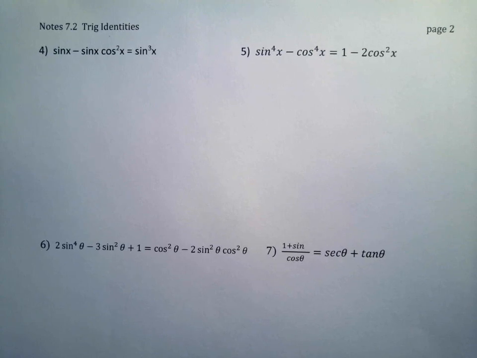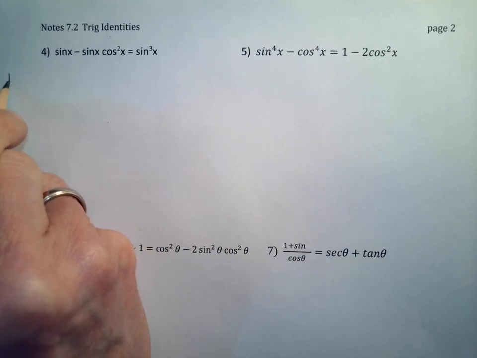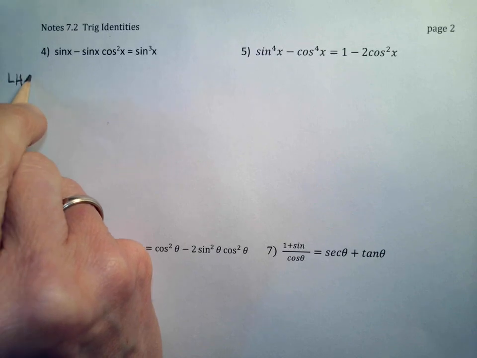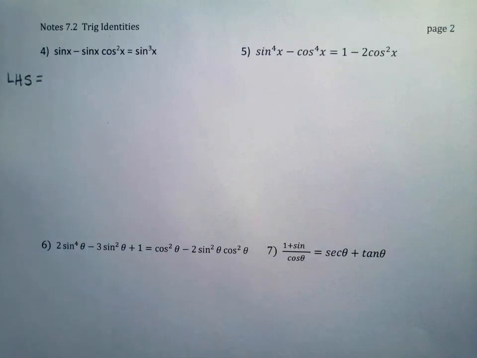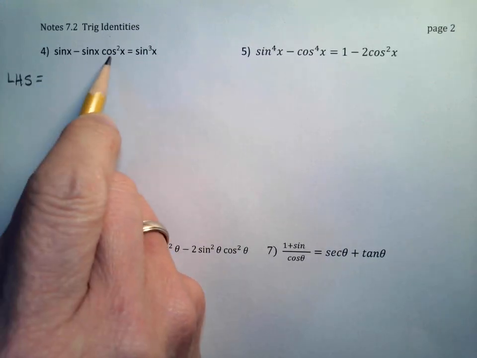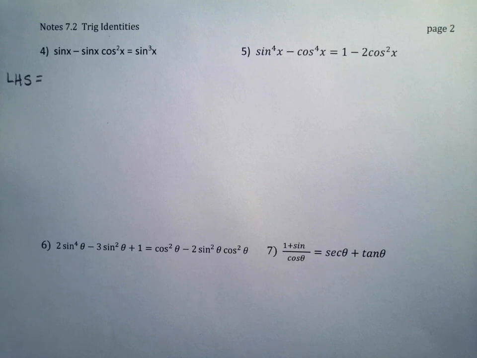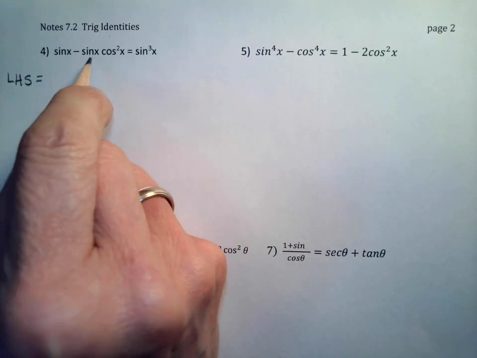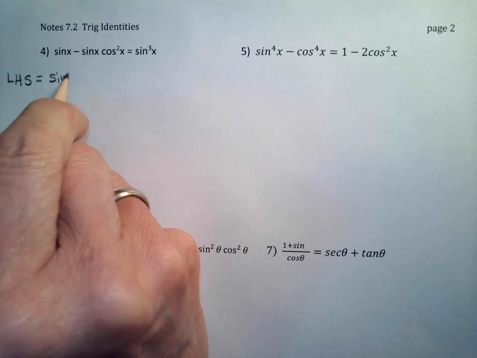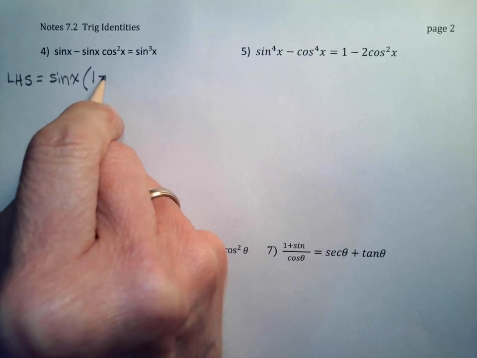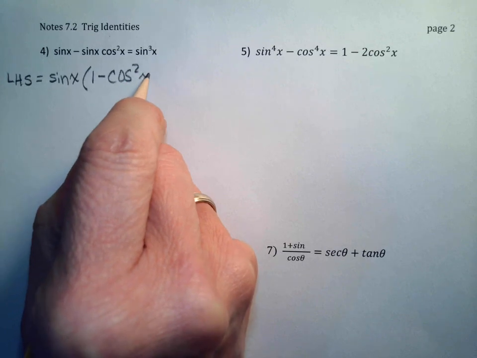All right, so I think most of these I seem to have written so that the left-hand side is the more complicated one. It's not always going to be the case, but I'm going to start with the left-hand side. Everything's already sines and cosines, so there's nothing really to do there. But let's think about what we could do on the left-hand side. I could certainly factor a sine x out. So if I factor out a sine x, that leaves me with 1 minus cosine squared x.